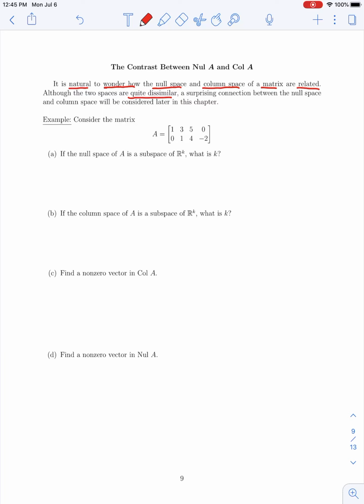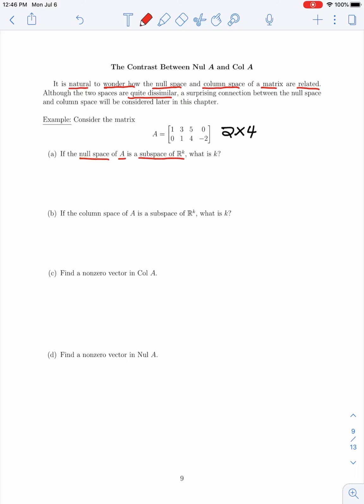So in this first example, let's consider the following matrix A. It's a 2x4 matrix, so I'll make use of the dimension of it here in a moment. So let's keep in mind A is 2x4. And in part A, we are asked if the null space of A is considered as a subspace of Rk, what is the value of K? Or another way to ask this question is, for this matrix, in what dimension is the null space of A a subspace?